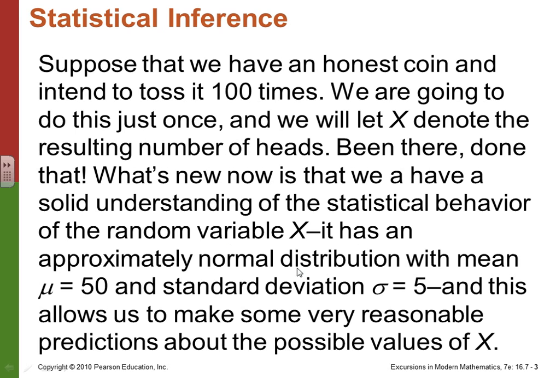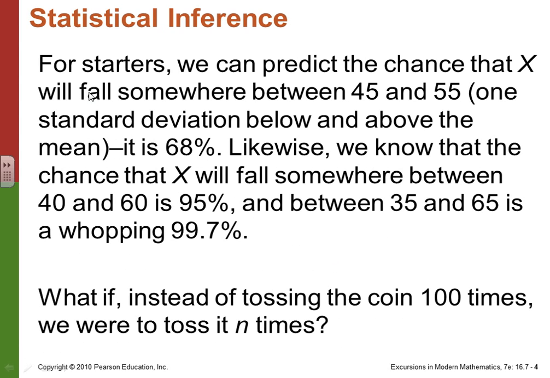So x is a random variable, mu is 50, standard deviation is 5. Now, for starters, we can predict that x will fall somewhere between 45 and 55, within 1 standard deviation above and below the mean, with 68% probability. Likewise, the chance of falling between 40 and 60 is 95%.